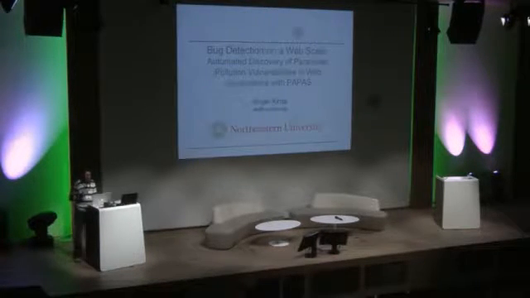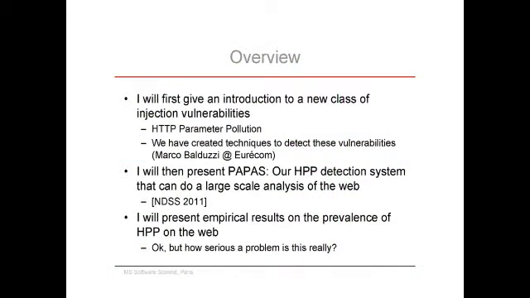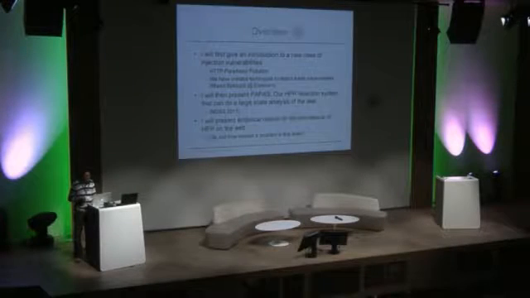I'll be talking about bug detection on a web scale, and specifically about some work we recently did on detecting a specific class of vulnerabilities called parameter pollution vulnerabilities. This is a new sort of vulnerability that came out about a year ago. People were talking about this, and we were asking ourselves, how can we detect such bugs on the web automatically, and how prevalent are these bugs actually? I will first give an introduction to this new class of injection vulnerabilities, which is called HTTP parameter pollution.